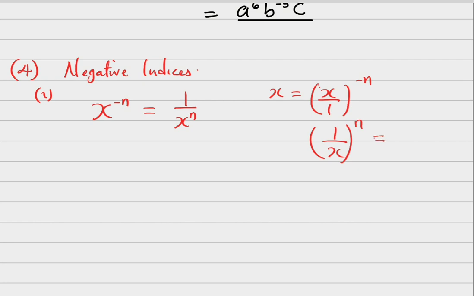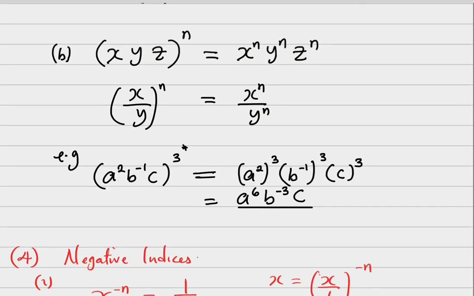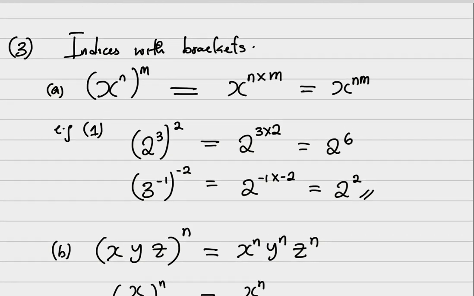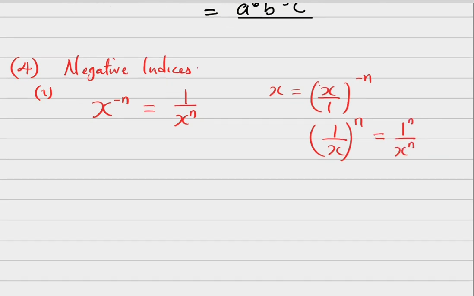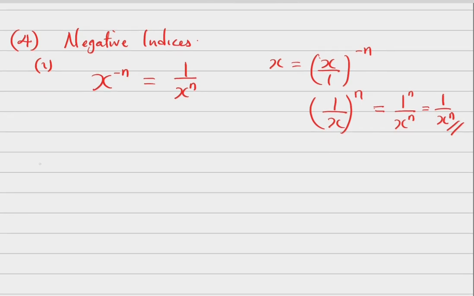Now remember we just discussed this not long ago, indices with brackets. Do you know that this is the same thing as saying 1 raised to power n all over x raised to power n? But you will agree with me that 1 times 1, no matter the number of times, is still 1. So we still have 1 over x raised to power n. So this explanation is very important.